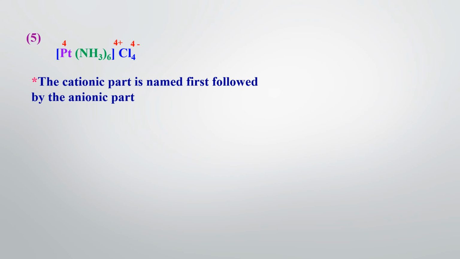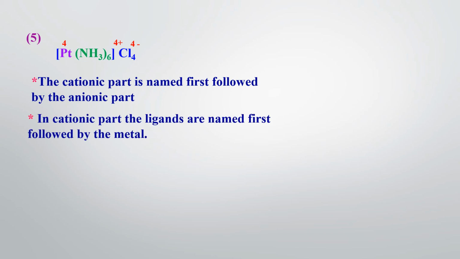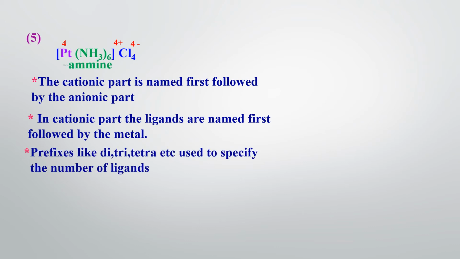Now again the coordination sphere you are naming first. Whenever you are naming the coordination complex, ligands are named first. So the ammonia ligand is there, we will call it ammine. How many ammines are there? There are 6. Then we have to use a Greek prefix for the complex. So it is nothing but hexaammine.